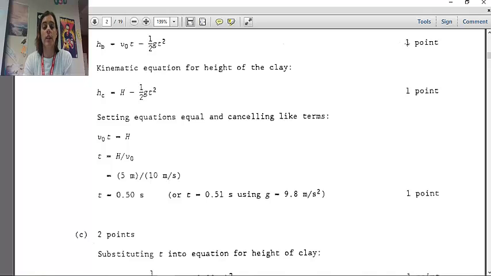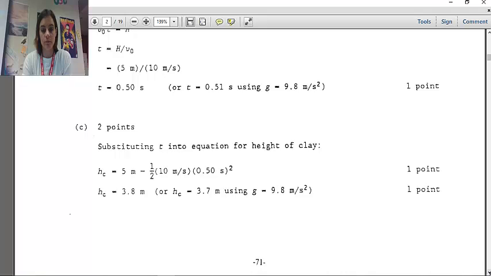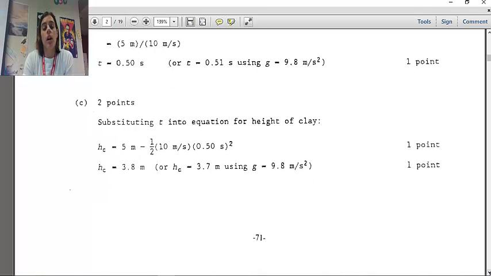And so you see that you got a point for the ball equation, a point for the clay equation, and then setting them equal to each other and solving correctly gets you a point. If you use g equals 10, t is then 0.5. If you used 9.8, t is 0.51 seconds. Okay, so now that gives you the time that the collision took place. Now we want to know the height at which the collision took place. So we're going to take that time and substitute it back in to our equation. So just substituting that in gets you a point, and then the answer also gets you a point.